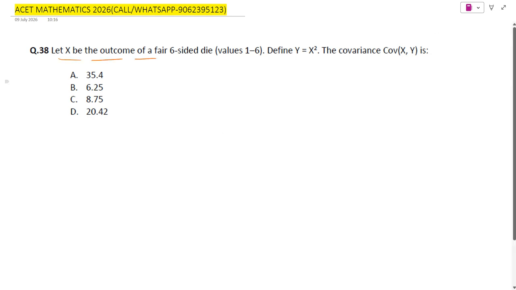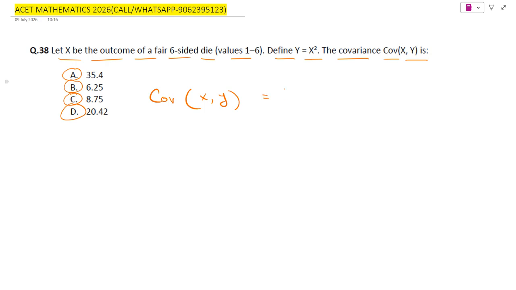Let X be the outcome of a fair six-sided die, values 1 to 6. Define Y equal to X square. The covariance of X and Y is what? And there are four options. We have to calculate the correct one. Before calculating anything, we should remember the most important formula. The covariance between two random variables is basically, so this is the only formula we need.